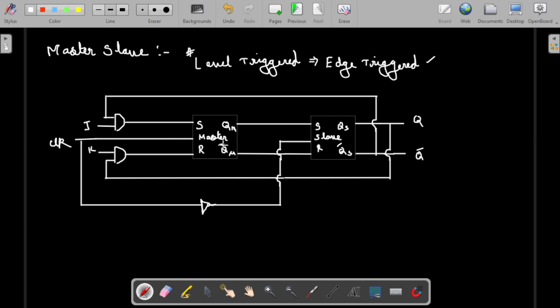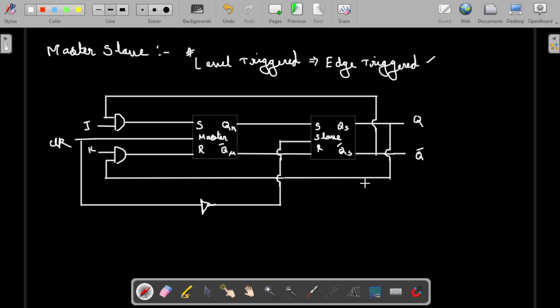The clock is directly given to the master and it is given through an inverter to the slave. So here we have used an inverter. The master changes according to the input when the clock is 1, but the slave will change whenever the clock is 0. The slave output is the final output. So the truth table is the same as the JK flip flop truth table. But there is quite a difference that I will let you know now.